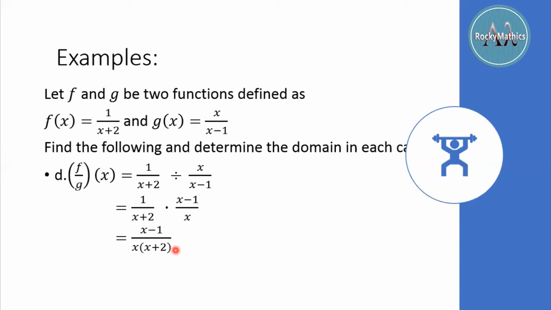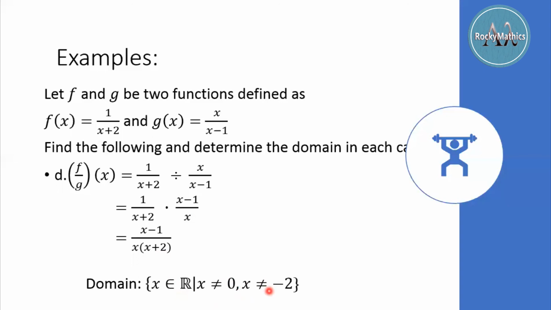Now notice that this function here is not defined if x is equal to 0, because if x is equal to 0, the whole denominator will be 0. And also, x is not equal to negative 2. So what would be our domain? Therefore, the domain of this function is the set of all real numbers such that x is not equal to 0 and x is not equal to negative 2.